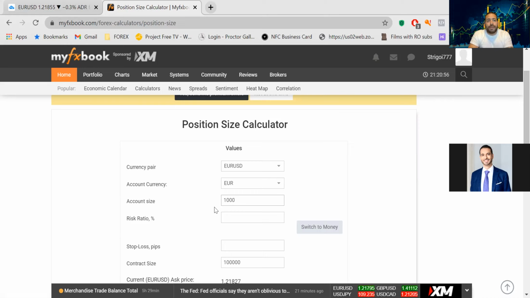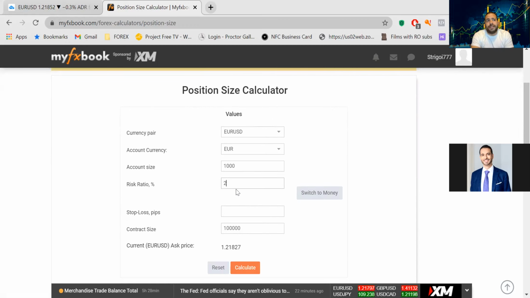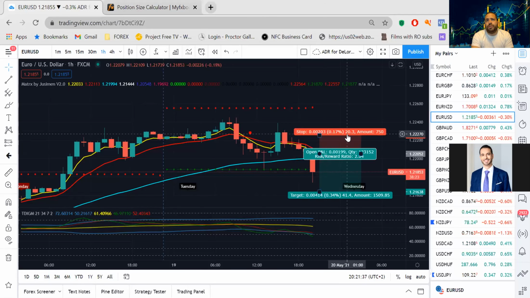Now, am I saying you should risk 2%? No, you might want to risk 1% or 0.5%. But my strong recommendation is don't risk more than 2%. Now, how do I know that I'm only going to risk 2% with that trade? This is the important factor. So I have my currency pair, my account balance is in euro, this is my account size, and I only want to risk 2%. I need to know the stop loss of that trade. So let's go back to the trade. The stop loss is 20.3 pips.